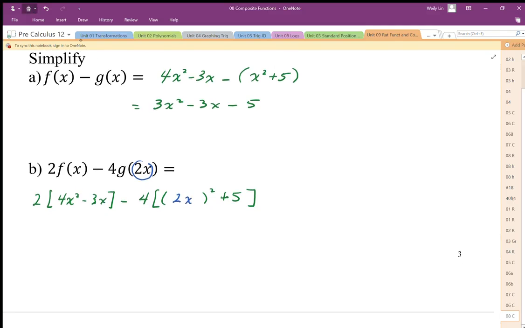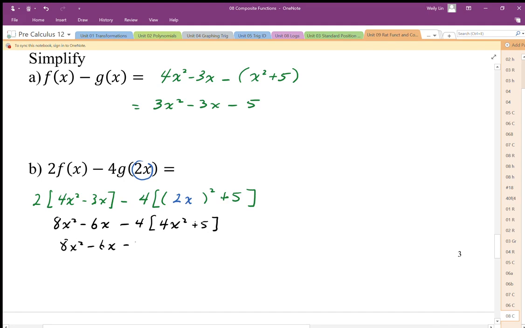So what's implied is that we simplify this expression: 8x squared minus 6x minus 4 times, and I'm just going to work out the inside first, 4x squared plus 5. Distributing this, we get minus 16x squared minus 20. Combining all of this, we get negative 8x squared minus 6x minus 20.